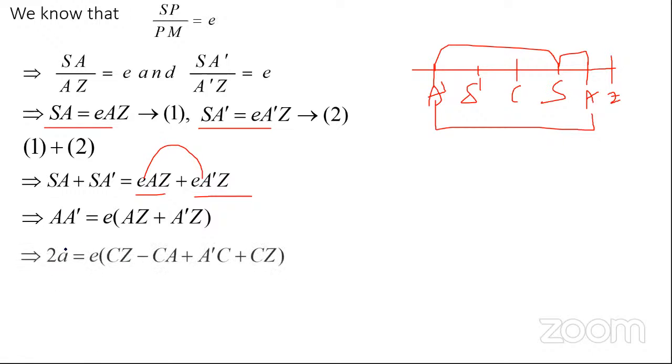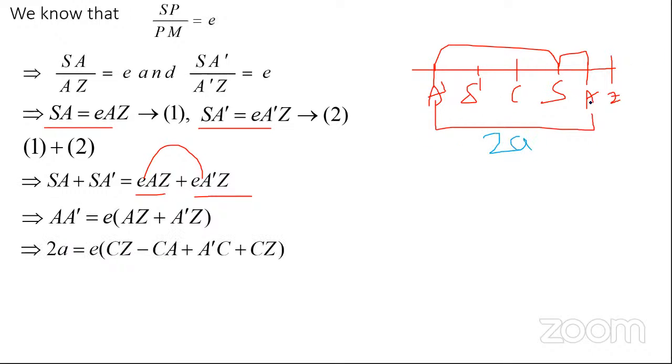Next, I am taking this length as 2a, which is nothing but a, since this value is a comma 0 and this value is minus a comma 0. Find the length between A dash and A, then you will get 2a. Then e times AZ, I am writing AZ as CZ minus CA. CZ, this total length, minus this length, I will get only this length, that is AZ, and similarly A dash Z.